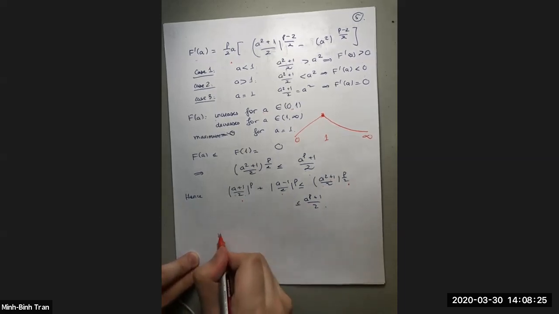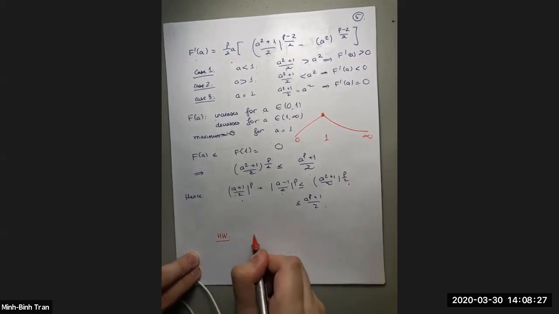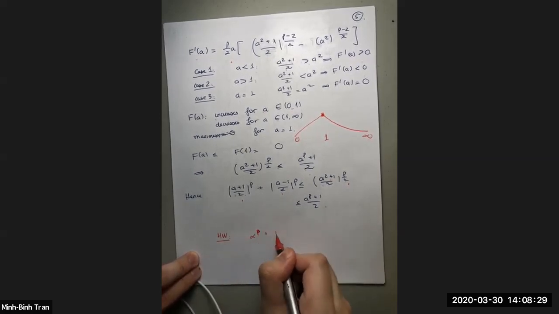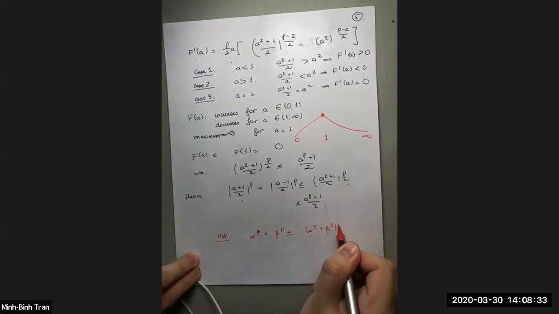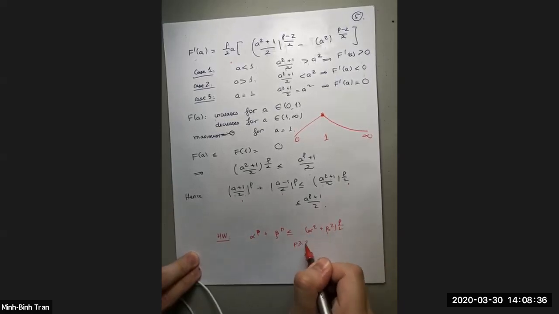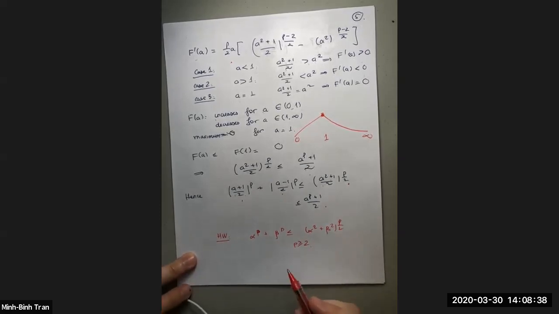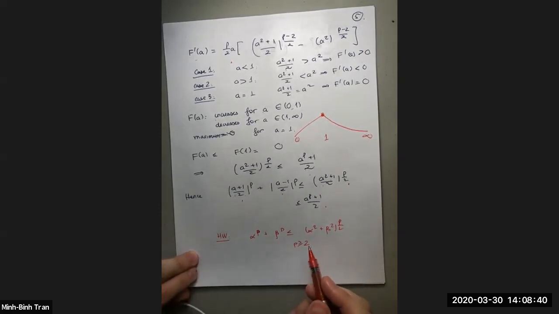And then in this process, using an inequality, which is α^p + β^p is smaller than (α² + β²)^(p/2) when p is bigger than or equal to 2. So this is going to be your homework due next week on Friday. Questions?